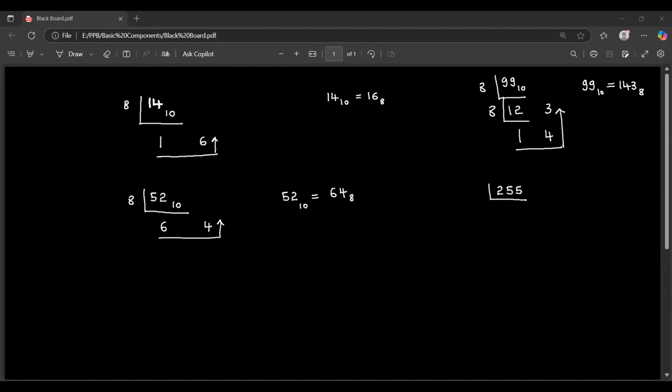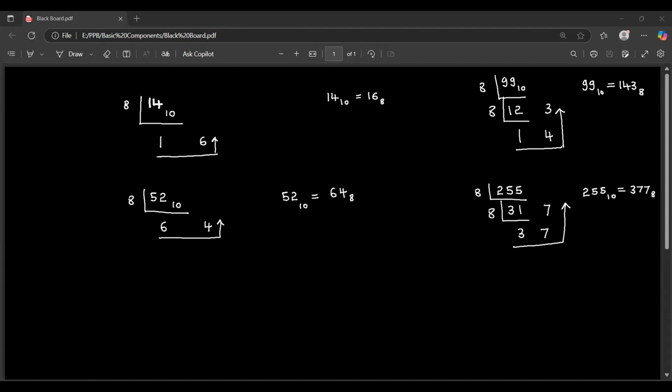What about 255? If you divide 25 by 8, you will get 3. If you divide 15 by 8, you will get 1, and the remainder will be 7. You can divide it again. If you divide again, you will get 3, and the remainder will be 7. So you are going from bottom to top. The final answer is 255 to the base 10 can be given as 377 to the base 8.